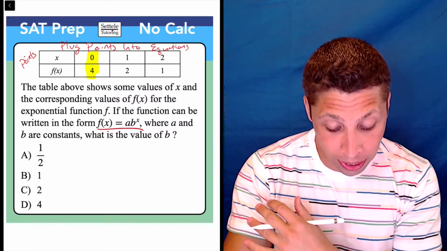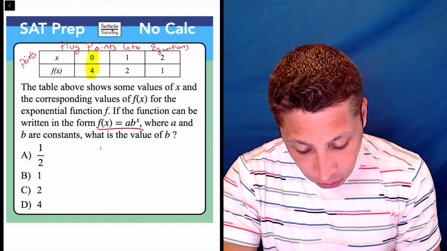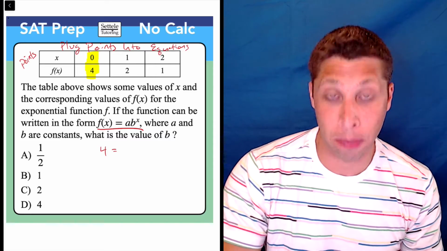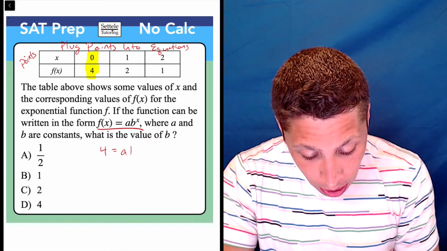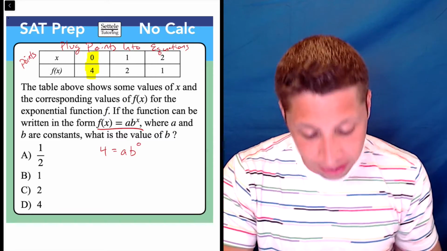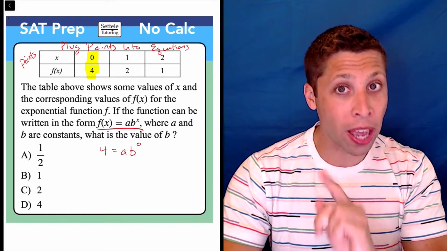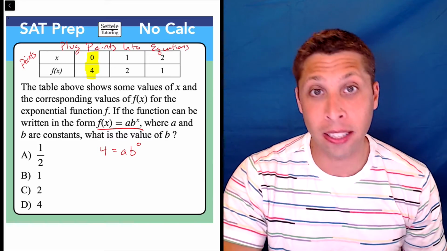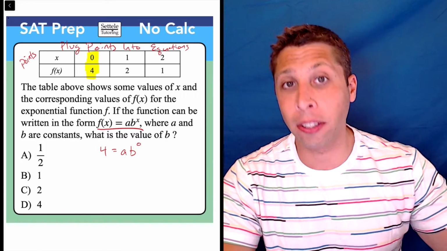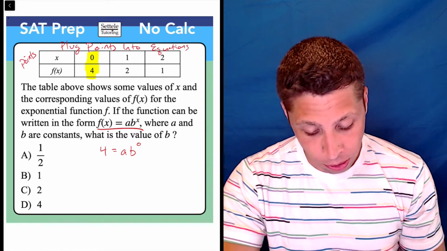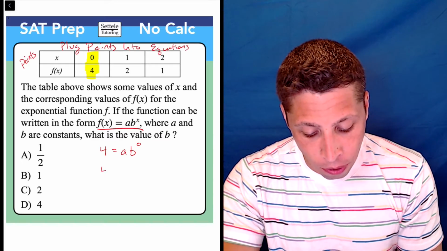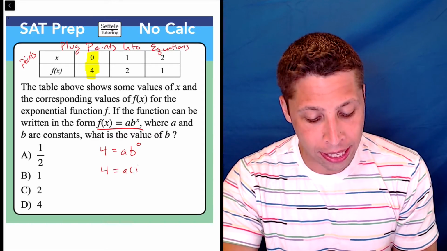If we plug the point in, what happens? Well, f of x is 4, so that's my y coordinate basically. A is unknown, b is unknown, but x is 0. And now with the properties of exponents, we've done a really good thing. The 0 is going to make the b completely disappear because anything raised to the 0 power is 1. So what this really is, 4 is equal to a times 1.